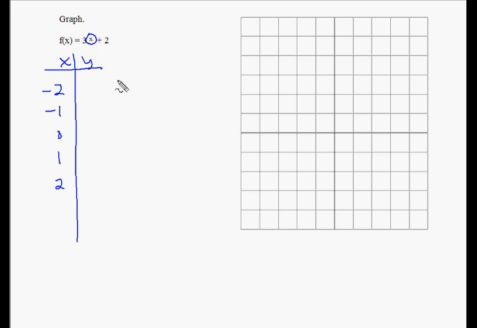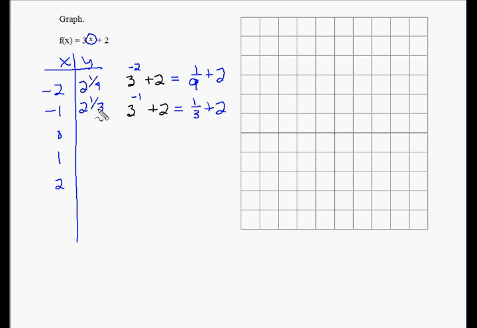So in the original problem, we have 3 raised to the -2 plus 2. Well, that is 1/9 plus 2, which is 2 and 1/9. So then we go back to the original equation and put in -1. 3 to the -1 is 1/3, plus 2 more is 2 and 1/3. So in the original equation we put in 0. 3 to the 0 is 1, and 1 plus 2 is 3.